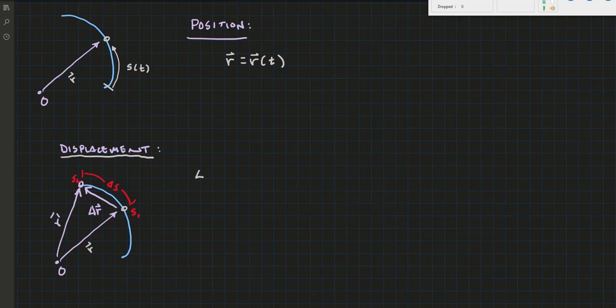So our delta s is s1 minus s2, and our new position, r prime, equals r plus delta r.